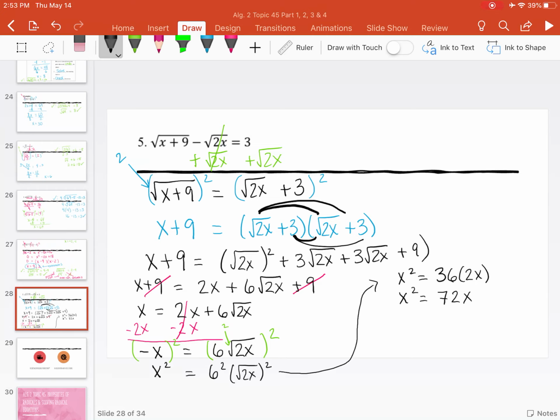Now in order to solve for x, I can subtract 72x from both sides and get x squared minus 72x equals 0. I can factor out an x, and get x times x minus 72 equals 0. So now I have two possible values for x. x could equal 0, or x could equal positive 72. But I need to check them to make sure that neither of these answers are extraneous.